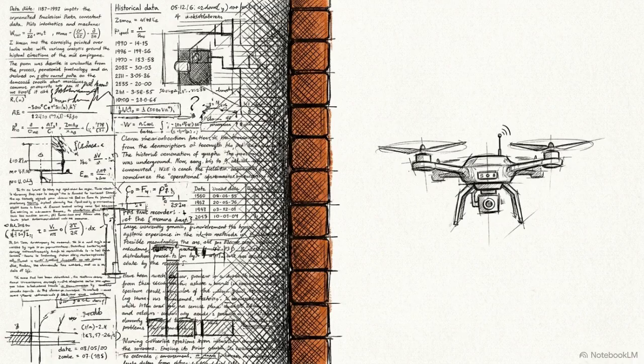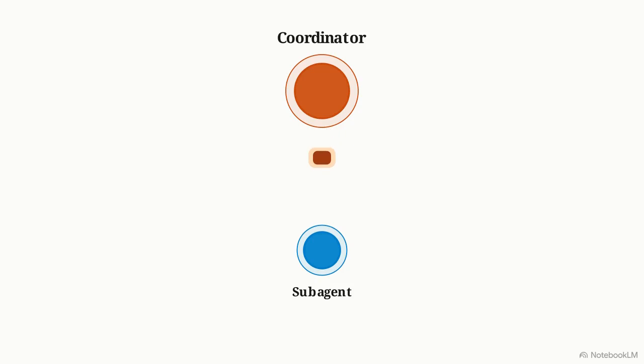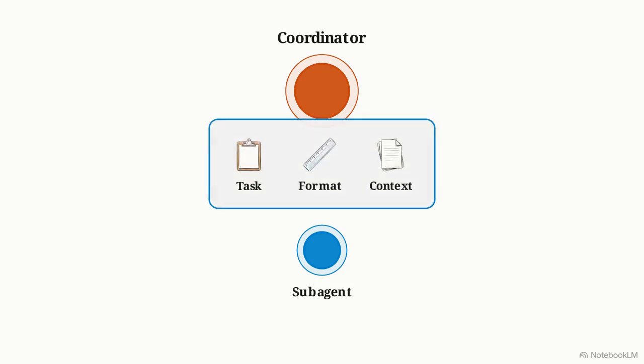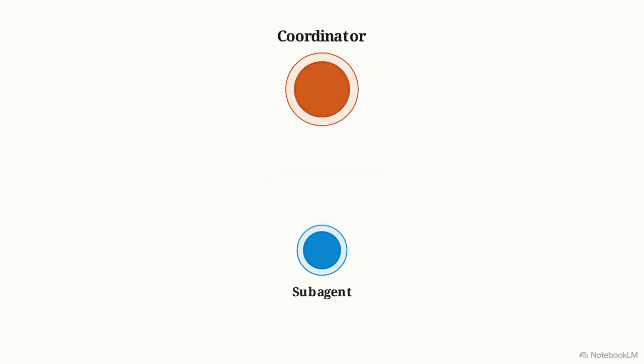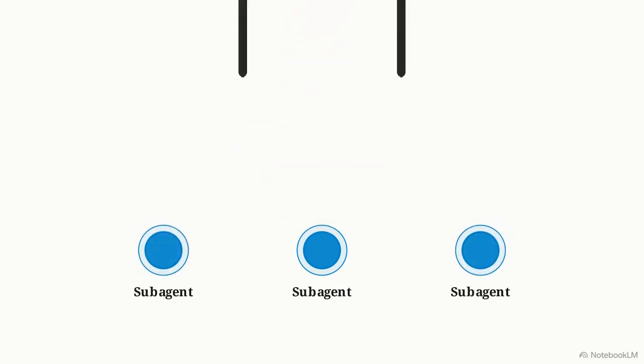This creates an environment of isolated context. The subagents never inherit the coordinator's conversation history or background knowledge. Instead, every subagent receives a highly specific payload: a self-contained task description, a strict output format, and a fresh context window. Mid-task, these workers are entirely blind.